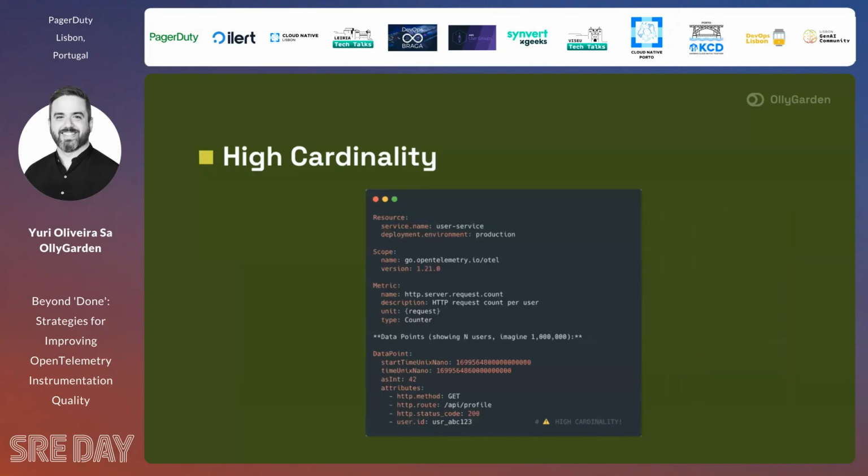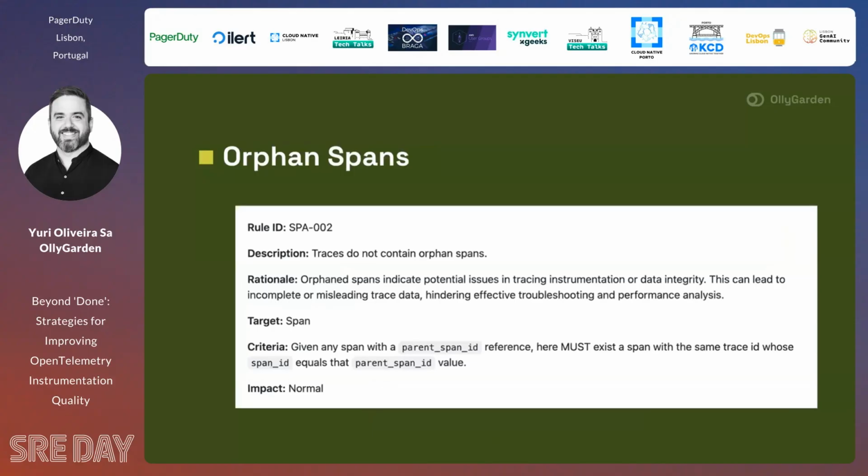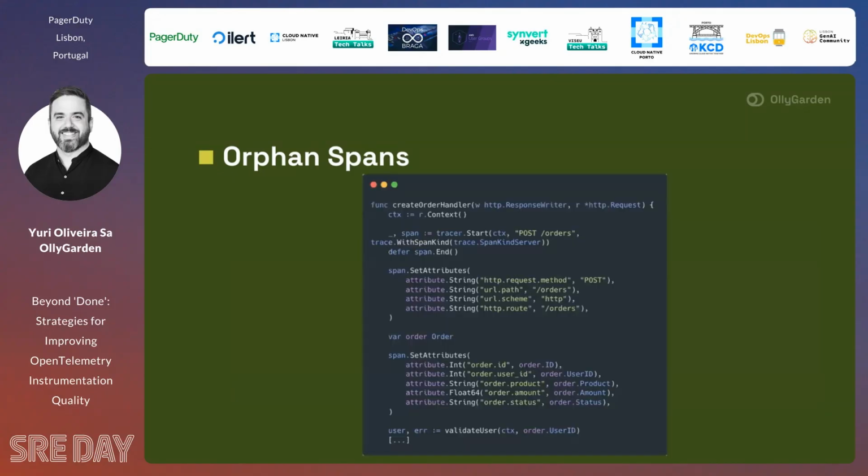So just to give you an example, the user ID that I mentioned before, this is how a metric looks like in the OpenTelemetry format. And this user ID means that you have a high cardinality. Orphan spans. So the SPA 002, this is the rule that means traces do not contain orphan spans. This is a pretty basic rule. And how do you see that? On the validate users, or in the beginning of the function, you don't have any parameter to propagate the context.